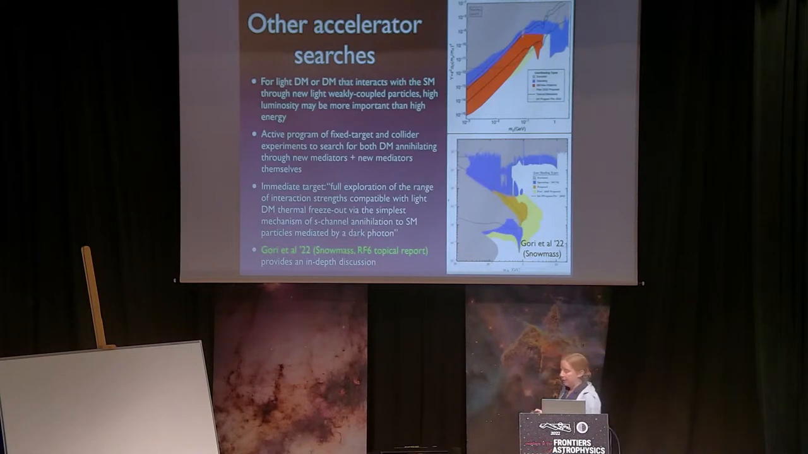The lower panel is showing instead what happens if you have a dark photon that is lighter than the dark matter. So this is a direct search for a dark photon, for a mediator. Again, this is just an example of how you can search directly for a mediator without caring about how it's coupled to the dark matter.